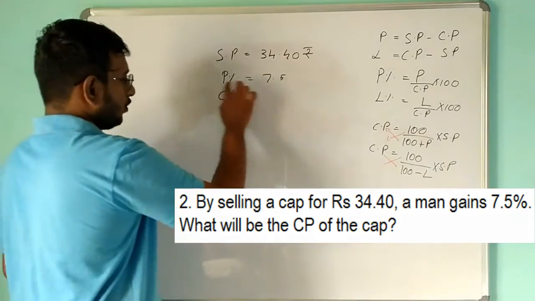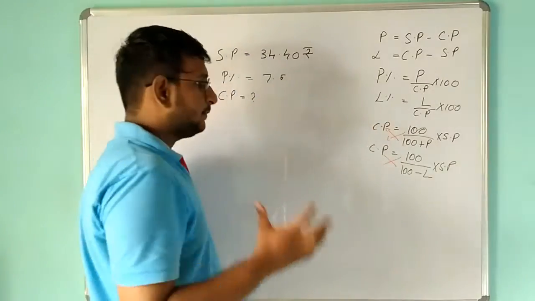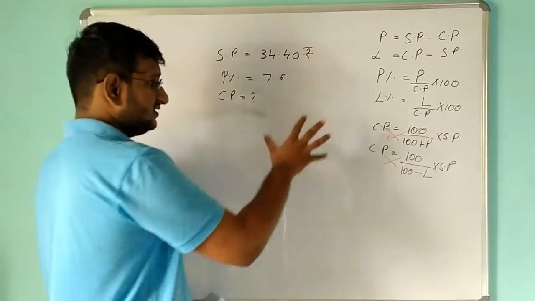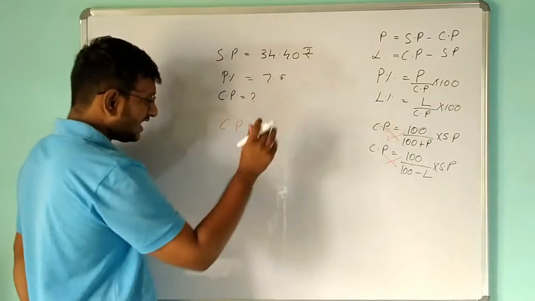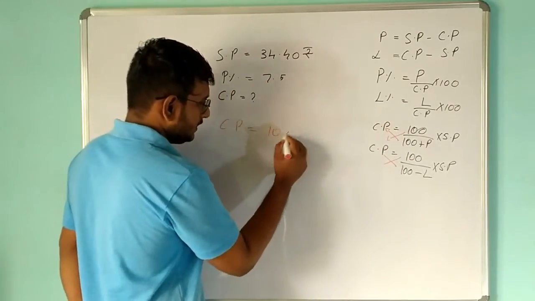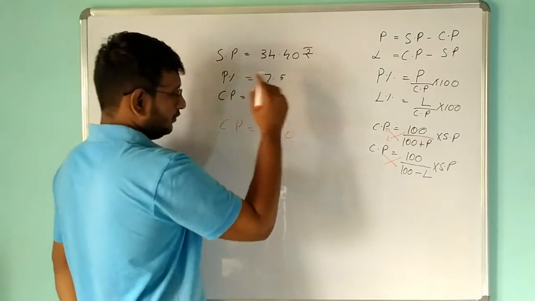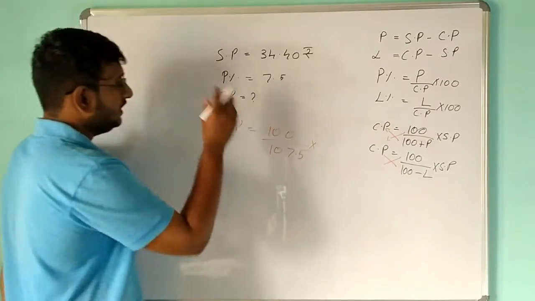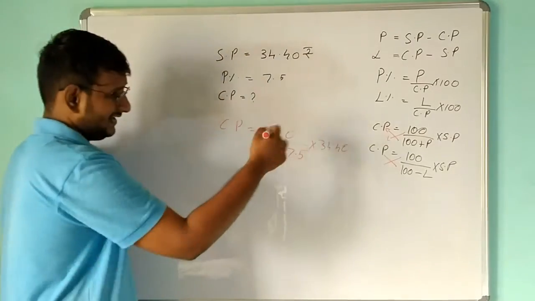They have given profit percentage as well as selling price, and they are asking us to find CP. So we can use this formula directly. It's one of the simplest problems; we are just going to substitute the values. CP is equal to 100 divided by (100 plus P) into SP. Here P is equal to 7.5, so 107.5 into SP, where SP is equal to 34.40.